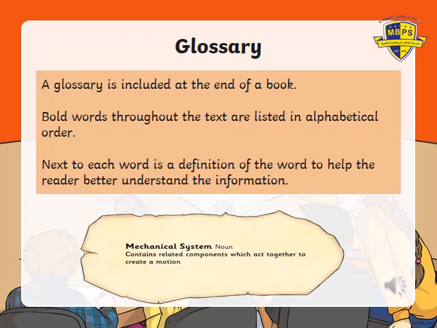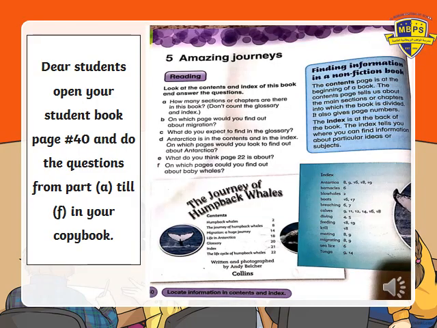If you look at the small piece of paper, mechanical system, that is a noun. The word mechanical system was made bold so that the reader will see that yes, there is something important. Mechanical system means that it contains related components which act together to create a motion. So a glossary is a kind of text feature which helps the reader to find out the meanings of the important or bold words. I hope you understand the features of non-fiction books, right?